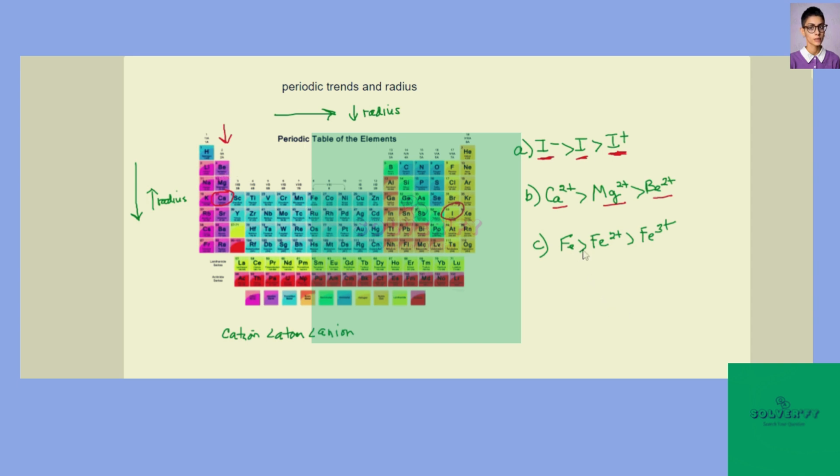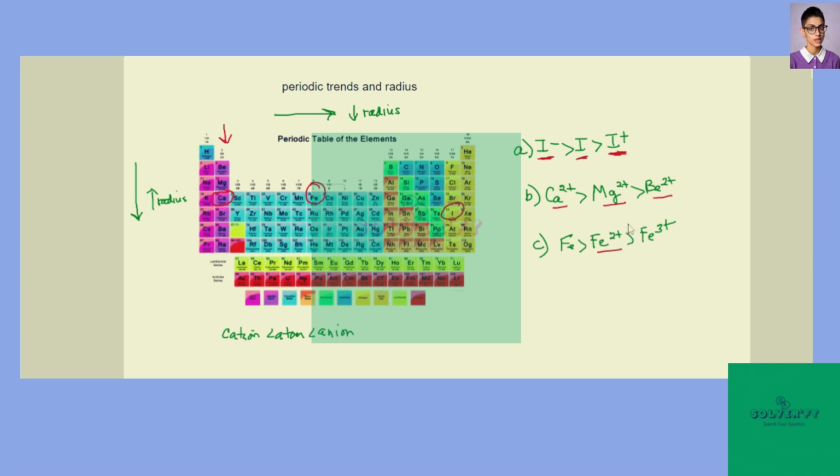In the final example here, we're comparing iron. Again, this is pretty similar to what we saw in example A. Iron is element number 26. So in its atomic form, it has 26 protons to take care of an equal number of electrons and hold them fairly close to itself. That's cool, but when it becomes iron 2 plus, now it has two fewer electrons.